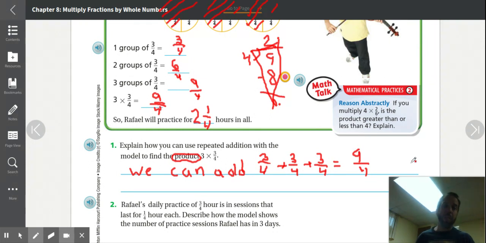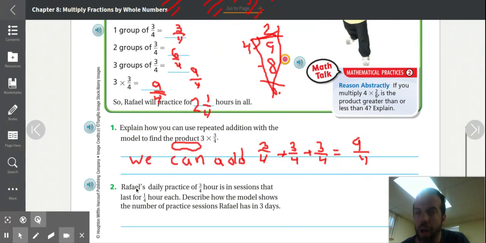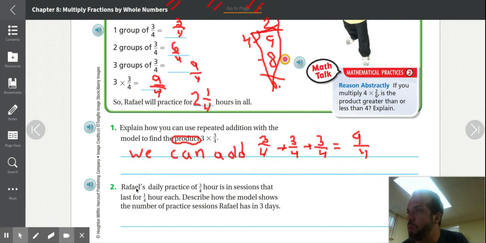And that's really what multiplication is, right? Multiplication, we said it already a few times this week, is just repeated addition. So we could use repeated addition also to get that answer. And you kind of saw me walk through that when we were using our model. All right, we're not going to do number 2.